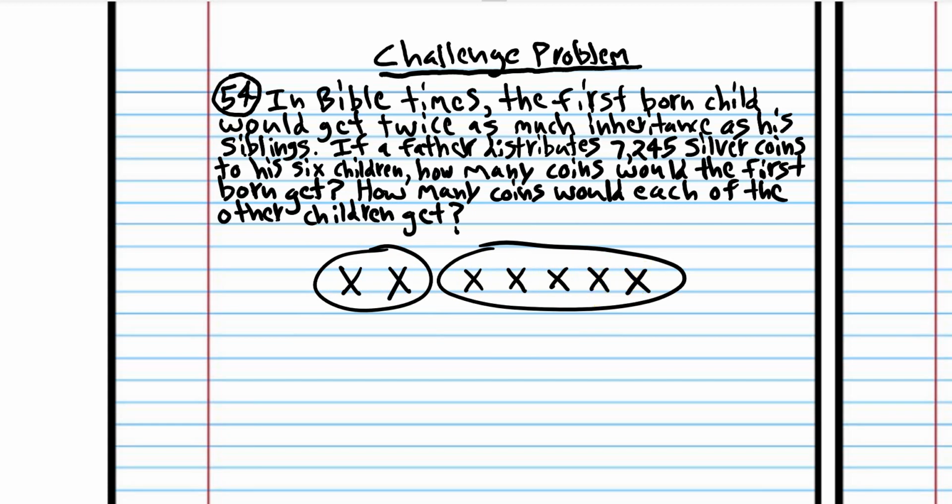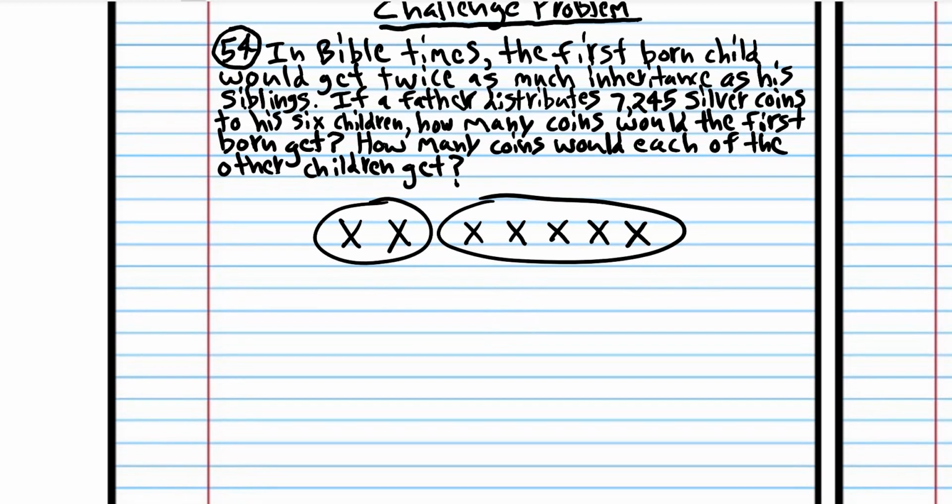The key to figuring out this problem is just to realize how many parts we have to divide 7,245 into. And the answer is obviously 7 parts. Then we'll take one part and give it to one child, one part to another child, another part to another child, and then 2 of those parts, or one of those parts times 2, goes to the firstborn child. All right, so very easy. That was the hard part. The rest is easy. All we have to do is take 7,245 and divide it by 7.